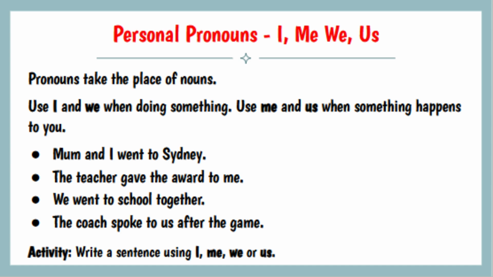We use I and we when we are doing something. For example, Mum and I went to Sydney. We went to school together. In these sentences, I and we are doing the action.